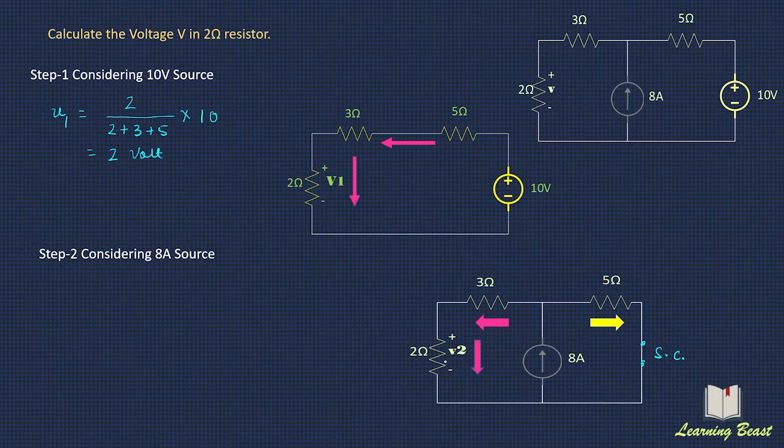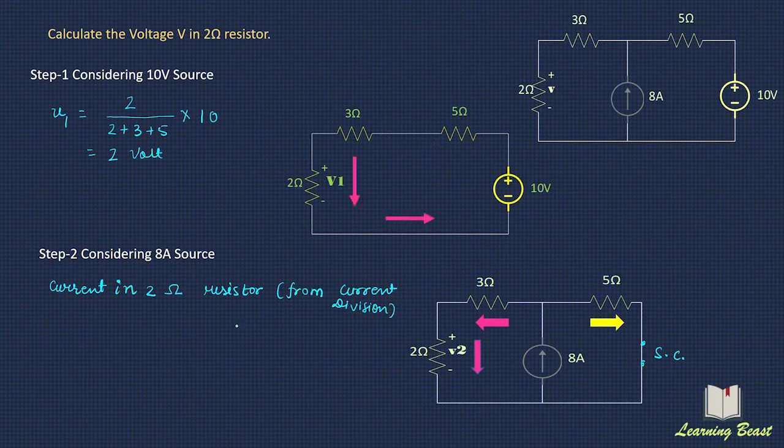So first we will calculate the value of current in this resistor, and we will apply Ohm's law to calculate the voltage. So first we are calculating the current in the 2 ohm resistor from current division. So suppose that current is I.